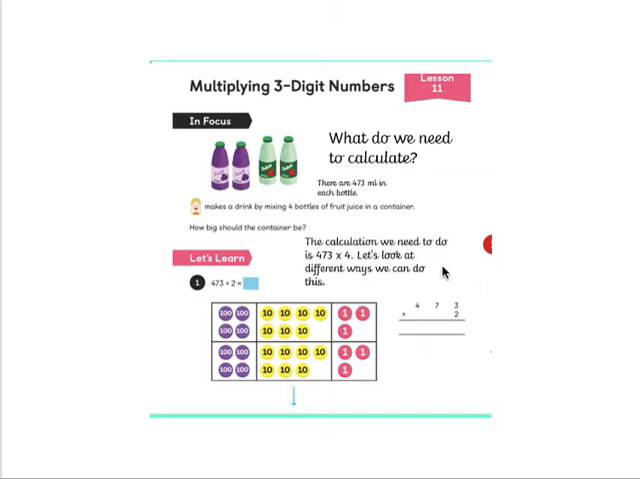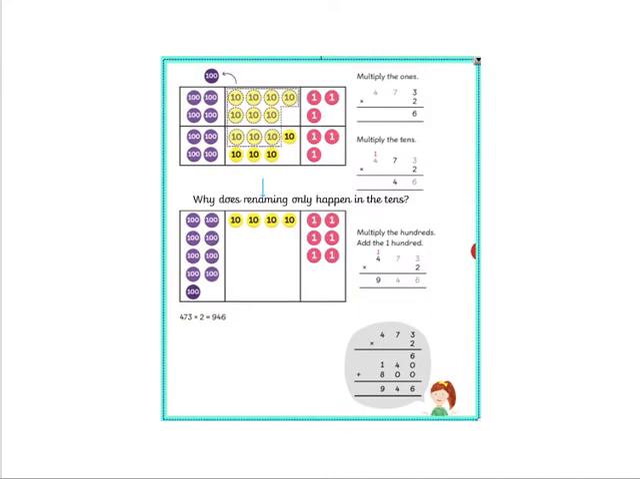So as you can see, they've written it as a column method. They've made sure that their numbers are neatly lined up into the correct columns, and they've written the multiplier 2 in the ones column because that's where it belongs. Let's have a look at the next slide. Okay, so we start off by multiplying the ones. 2 times 3 is 6, and the 6 goes into the answer part of the ones column.